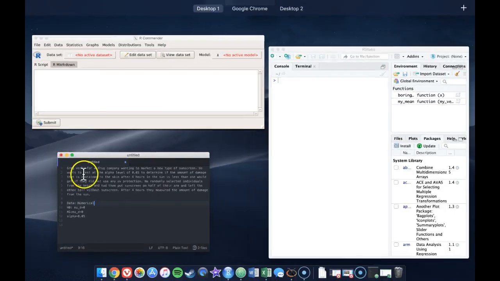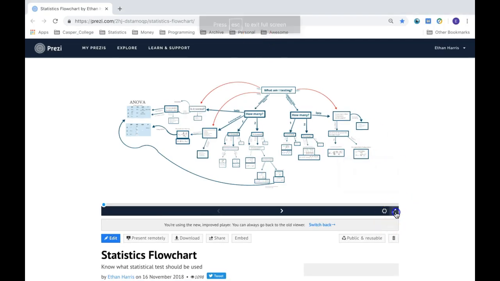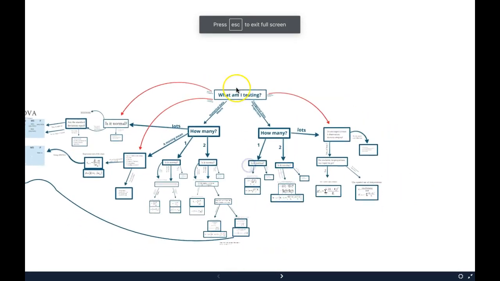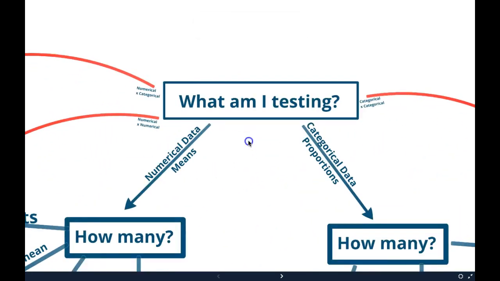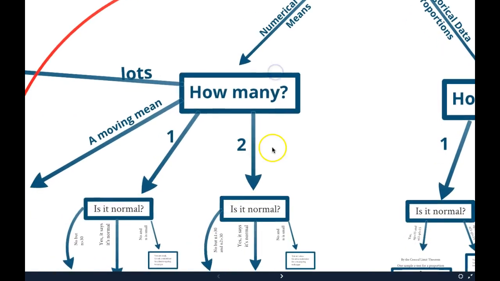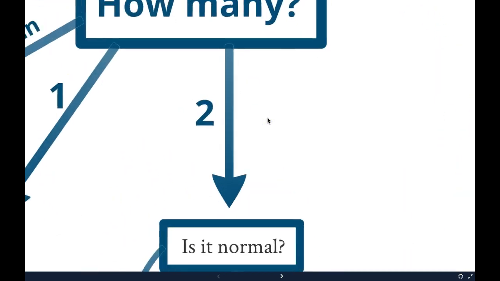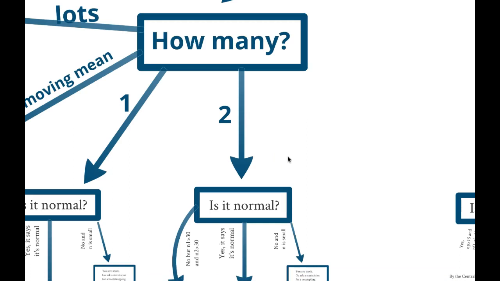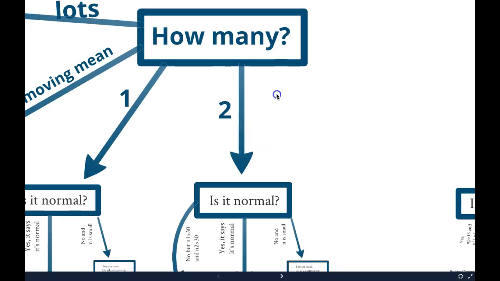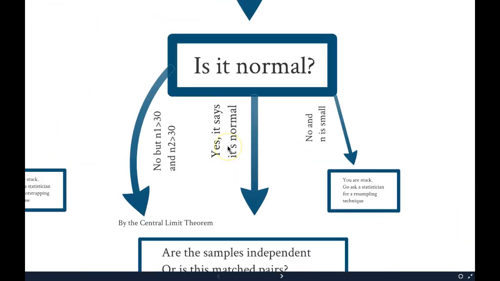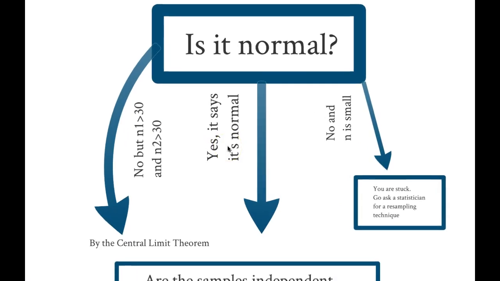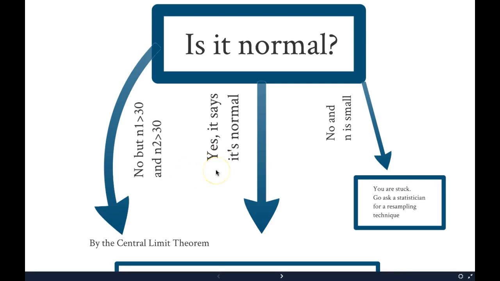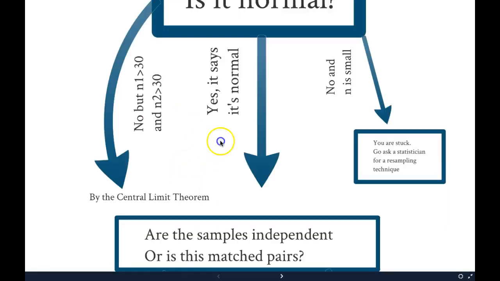Okay, so let's go ahead and look at Prezi real quick. Let's look at our roadmap and see where it's going to take us. Okay, so first question, what am I testing? We're dealing with numerical data. Next question, how many? We're dealing with 2 samples, right? We're testing with sunscreen and without sunscreen. I'll show you how we could also consider this as 1 in just a second, but let's consider it as 2 first. Then the next one, are N1 and N2 greater than 30? Well, if we looked at it, we saw that they were at 39, so we're good. It didn't say anything about normal, but by the central limit theorem, we're okay.